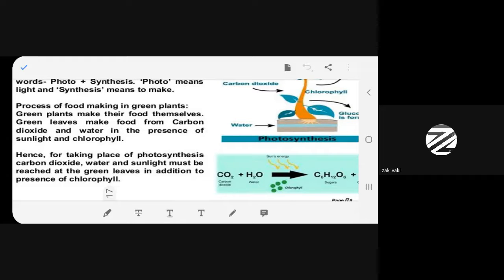Now, these carbon dioxide, water, sunlight, where do they have to reach? It has to reach the green leaves, isn't it? And how does it reach the green leaves? With the help of the pipelines, which is known as xylem. Is it clear? Yes. Is it clear, beta?